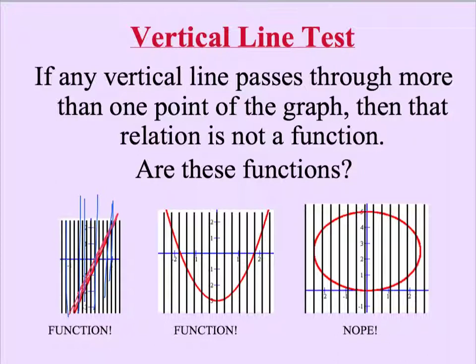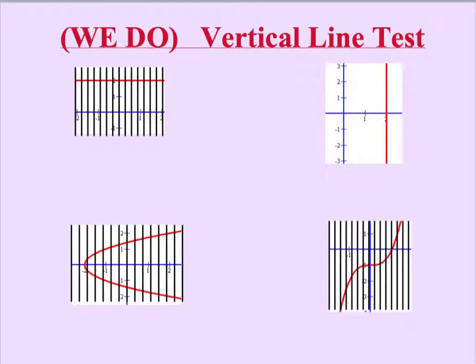Let's try it for the next one. My line's only going through one time, so again, this one will be a function. And then if I try the last one, here I see that it's passing through twice, so this would not be a function. Just take a minute and try to do these on your own and then check back.